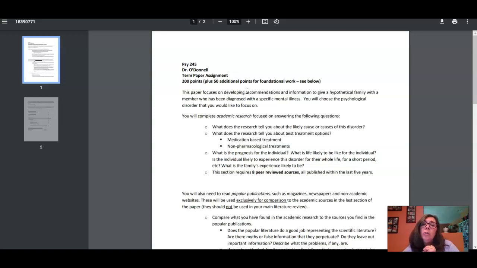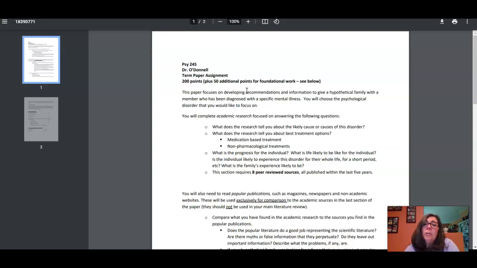And then we're going to talk a lot about prognosis, meaning the prediction of how this person is going to do over time once they're diagnosed with a disorder, and you need to find information that helps predict that as well. And so what is life likely to be like for the individual? Are they likely to experience the disorder for their whole life or just a short period? And what is the family experience likely to be? So you can include family experience as well. What are the people around this person likely to experience?